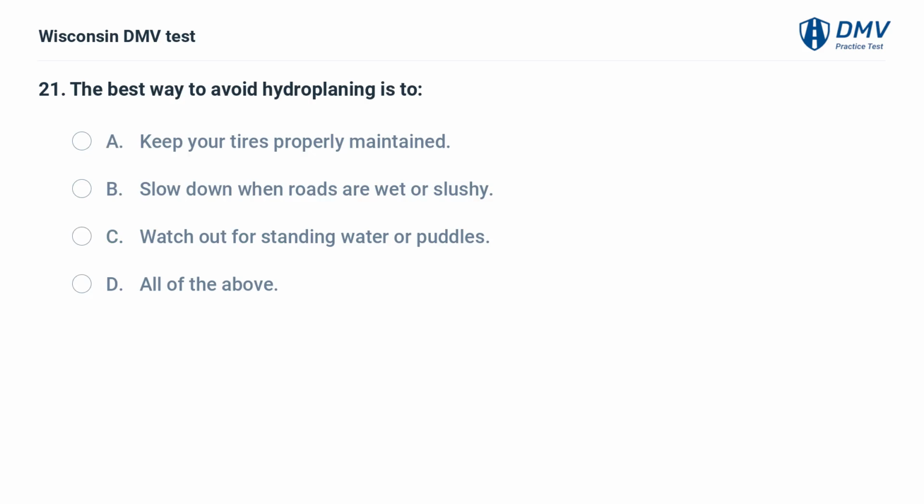The best way to avoid hydroplaning is to: A. Keep your tires properly maintained. B. Slow down when roads are wet or slushy. C. Watch out for standing water or puddles. D. All of the above.